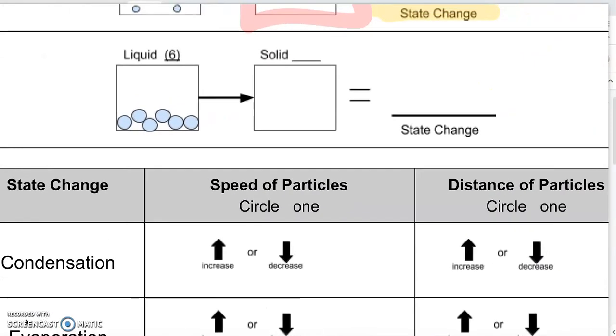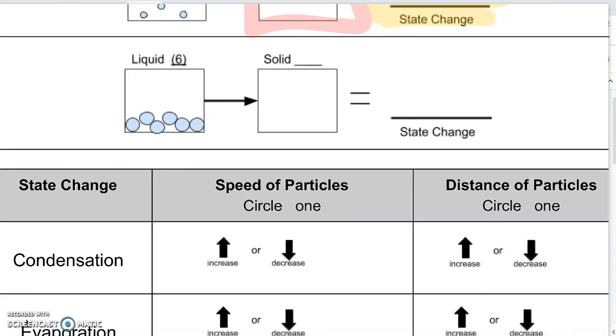Okay, students, final one. We drew 6 liquid particles. We are going from a liquid to a solid. What is that state change? Then, how many particles did you draw? And what do they look like? Press pause and do your work.